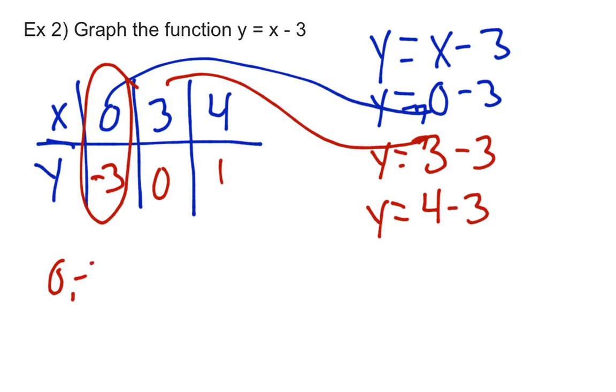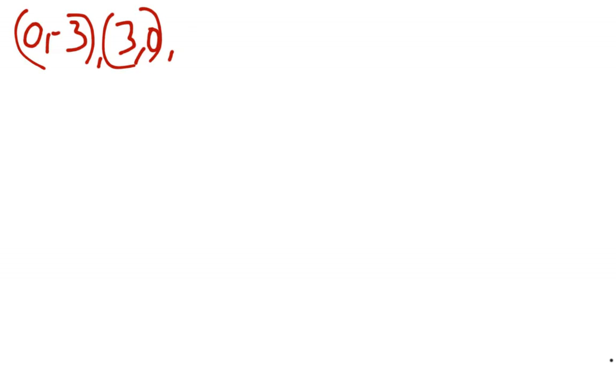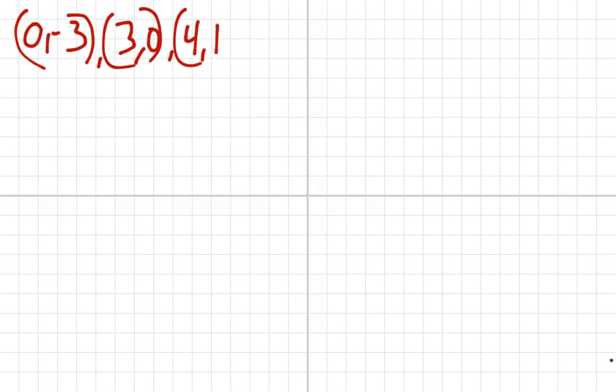So, next step, take these, group them together. So we get 0, negative 3. We get the next one, which is 3, 0, and then my fourth one, which is 4, 1. Okay? Now that you have your 3 ordered pairs, we need to graph these. So, we have 0, negative 3, we had 3, 0, and we had 4, 1. Okay, let's get our graph paper up here.